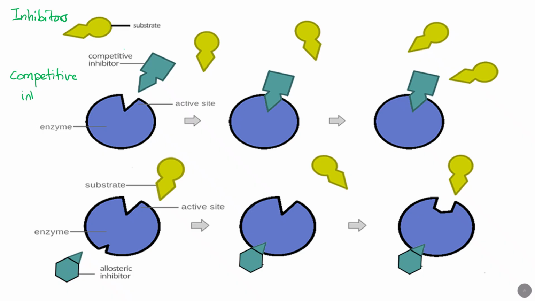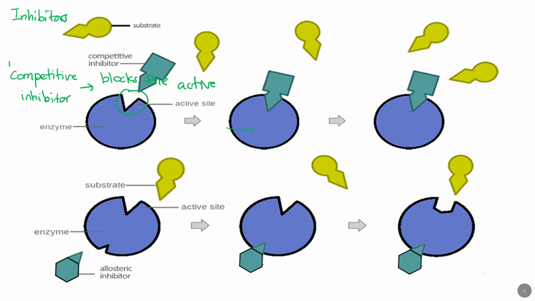When I see that word competitive, I will think about an inhibitor that competes or fights for the active site. So it can bind the active site. So I'm going to say that it blocks the active site and it prevents the substrate from binding to the active site to get it catalyzed.